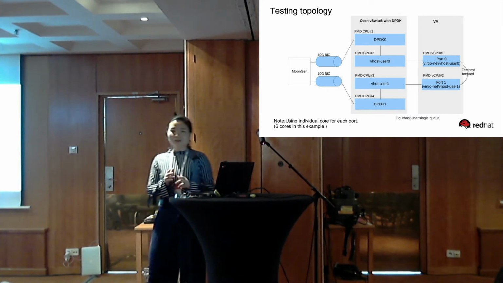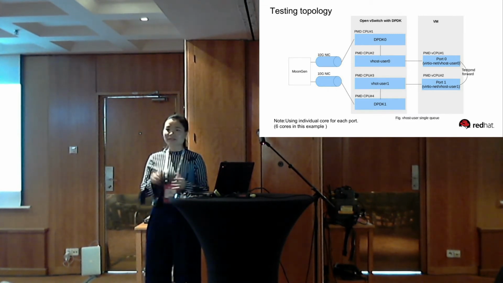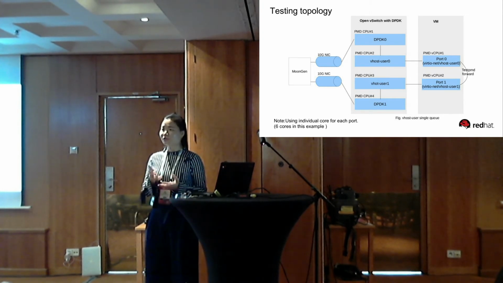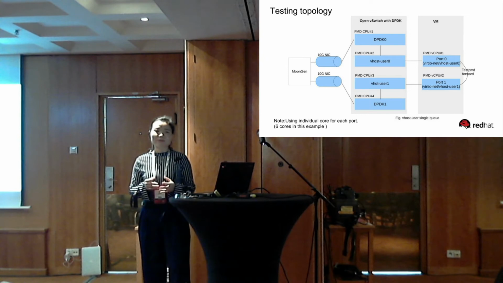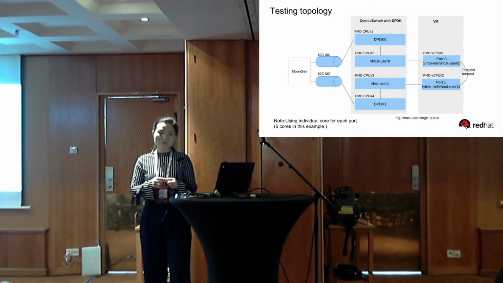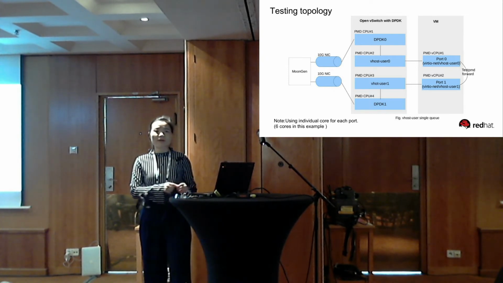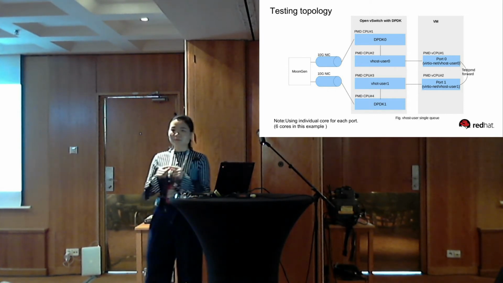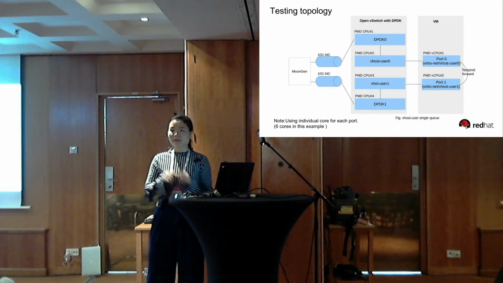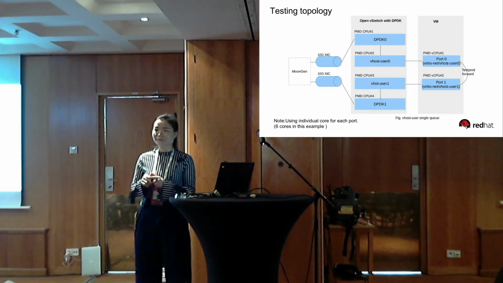In the Open vSwitch, we created 4 ports: 2 DPDK ports and 2 vhost-user ports. The 2 DPDK ports communicate between the external network and the host. And the vhost-user ports communicate between the VM and the host.